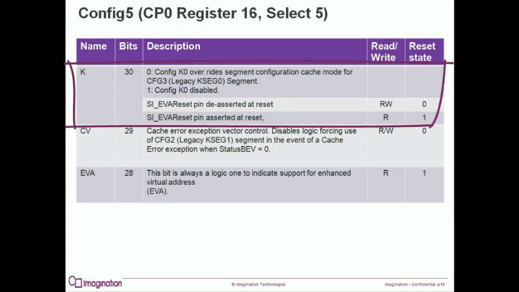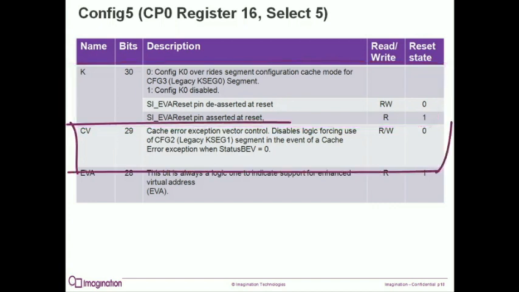In addition to selecting the location of the cache coherency attributes for the CFG3 segment, the Config5 K bit also causes the hardware to generate two boot exception vector overlays to be compatible with legacy settings of BFC0 0000 and mirrored at 9FC0 0000. I will go into boot overlays in upcoming slides.